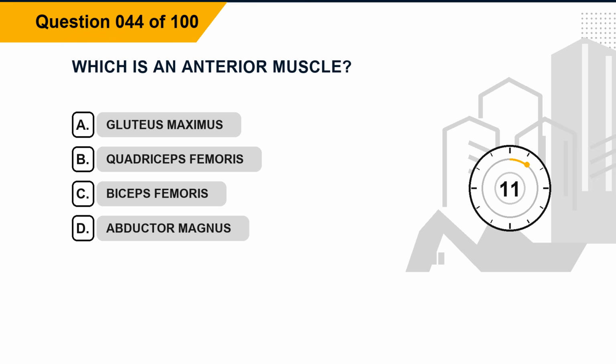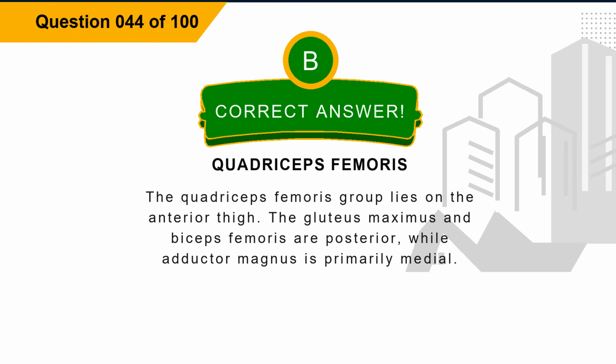Question 44. Which is an anterior muscle? Option A. Gluteus maximus. Option B. Quadriceps femoris. Option C. Biceps femoris. Option D. Abductor magnus. The correct answer is option B. Quadriceps femoris. Explanation. The quadriceps femoris group lies on the anterior thigh. The gluteus maximus and biceps femoris are posterior, while abductor magnus is primarily medial.